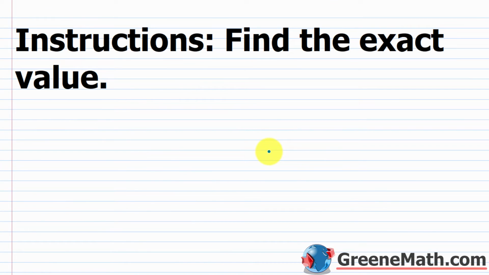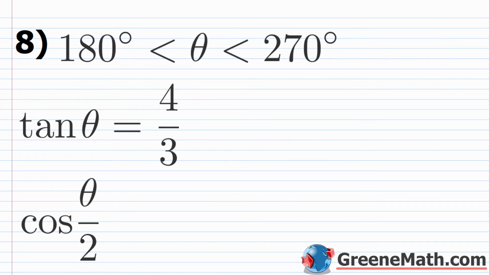All right, for the next few problems, the instructions tell us to find the exact value. So for problem 8, we're told that theta is greater than 180 degrees and less than 270 degrees. So that means we're going to be in quadrant 3, and this is for theta, not theta over 2. Then tangent of theta is given to us as 4/3. We want to find the cosine of theta over 2.